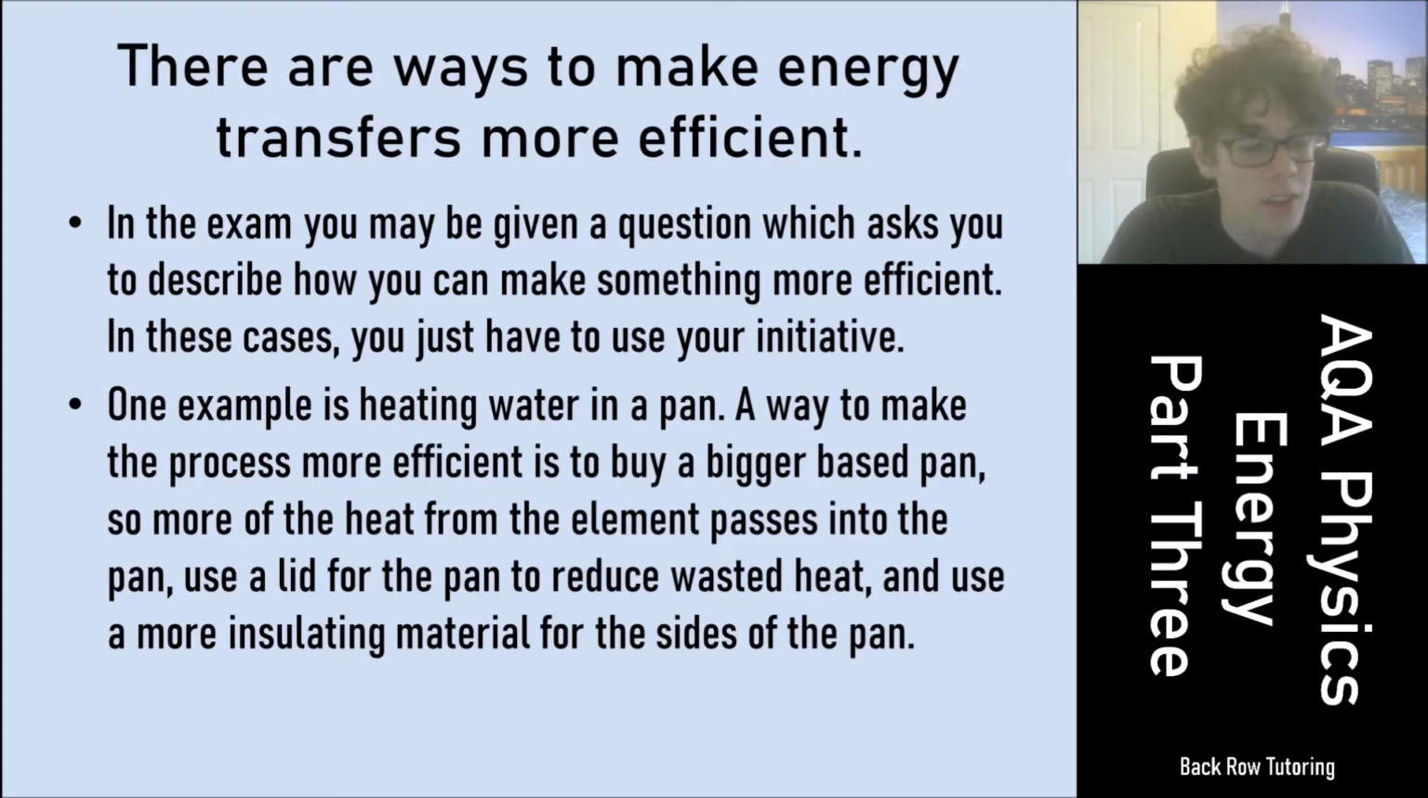So if you have a pan and you have the heating element on the bottom, you want less of that heat to escape through the sides of the pan, so you can use an insulating material around the sides. If you have a bigger based pan, then more of that heat which is being produced in the element will go into the pan and not escape around the sides. And obviously if you use a lid, you're keeping more of that heat energy in and you're not letting the heat dissipate and move into the surroundings.